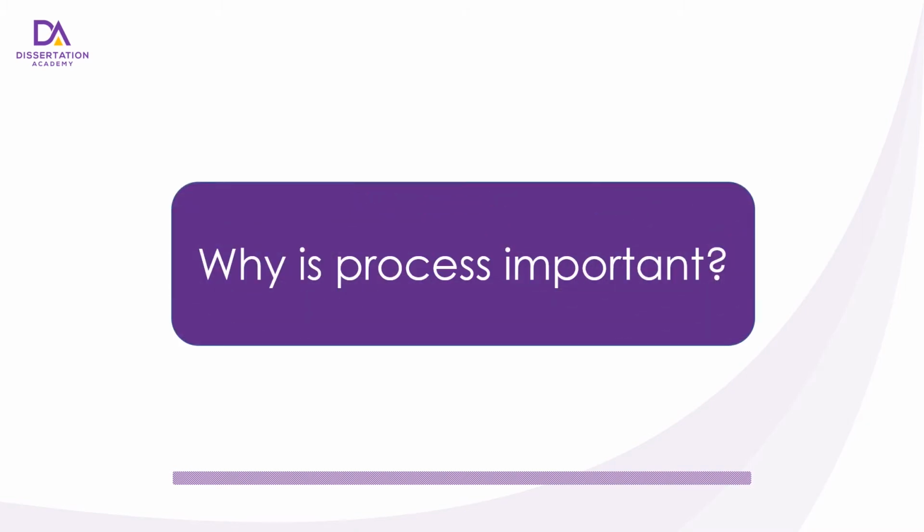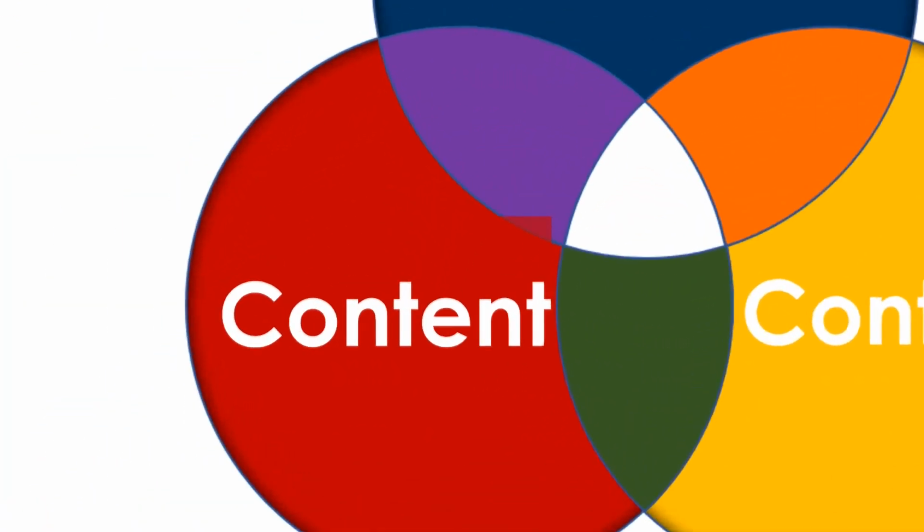So why is process important? Process is important because your research is expected to apply the principles related to each of the processes. If your research is about examining the relationship between two variables, then your research needs to apply the principles related to researching the relationship between variables. Let's move to the second pillar, content.